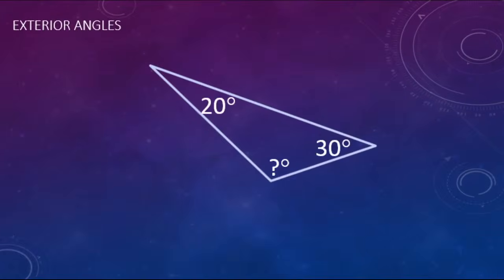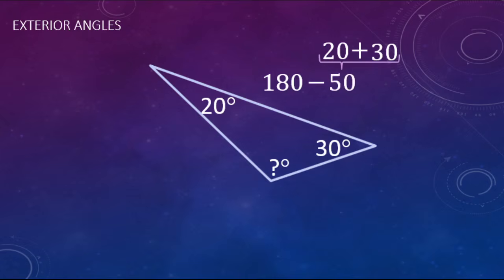So let's start here. We have this triangle, and one of the angles is 20, another one is 30, and we're trying to find this last interior angle. Well, from what we just finished doing with the interior angles, we're going to take 180 and subtract off the other two angles. So that's the 20 plus the 30. In this case, it's going to be 50. So 180 minus 50 makes 130 degrees for this angle here.